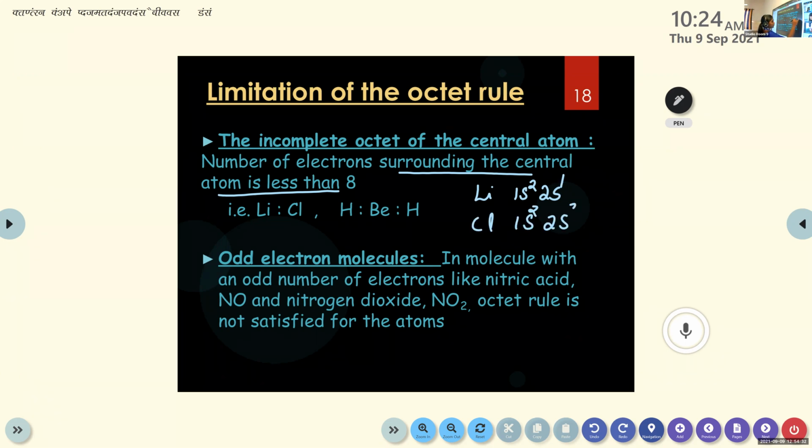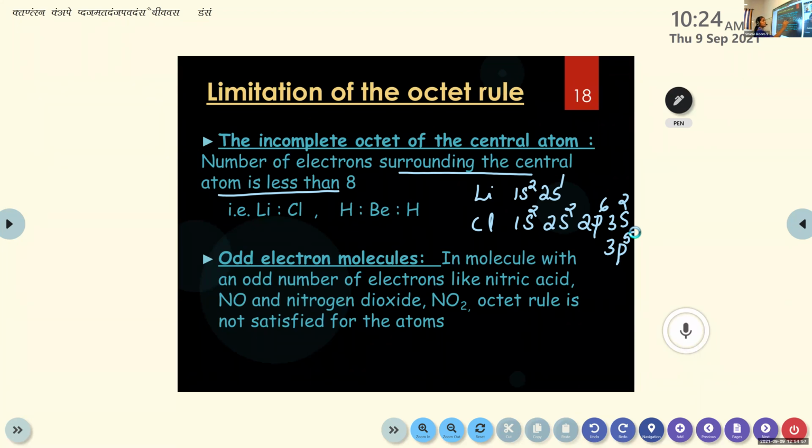1s2, 2s2, 2p6, 3s2 and 3p5, right? So both lithium and chlorine require one more electron to complete their outermost shell, right? So they will share one electron with each. Lithium and chlorine will share one electron.